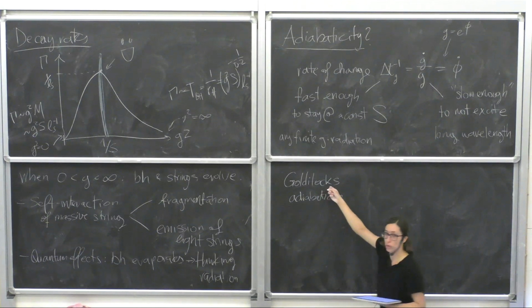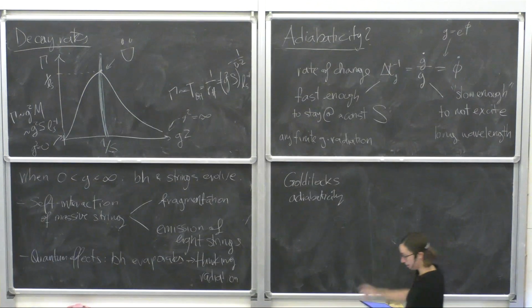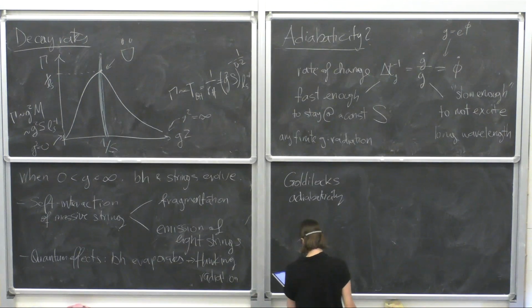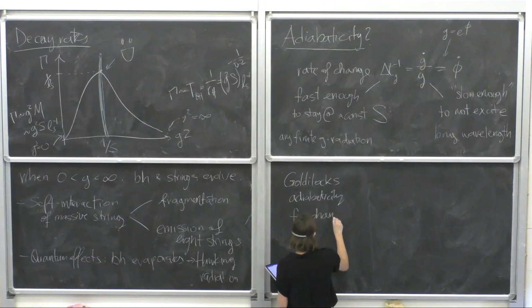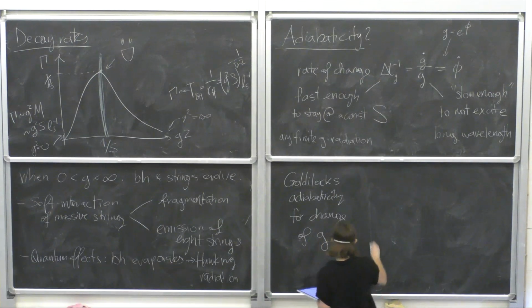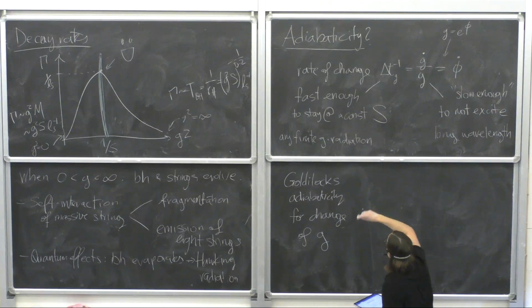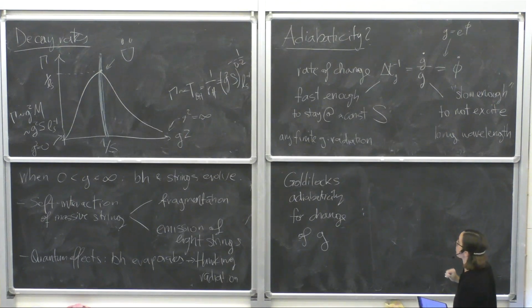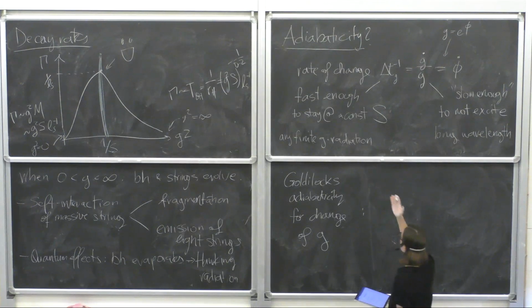You know the story about Goldilocks and the three bears? If you don't know, go look it up. Homework. Okay, so Goldilocks adiabaticity for the change of the coupling, g: not too slow and not too fast. So we look at both how the systems radiate, on what time scale, and we impose that the entropy change while it's doing that is small.